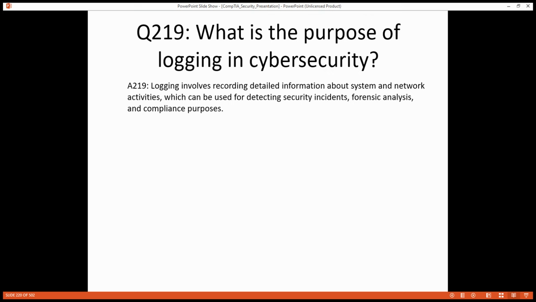Q219. What is the purpose of logging in cybersecurity? A219. Logging involves recording detailed information about system and network activities, which can be used for detecting security incidents, forensic analysis, and compliance purposes.